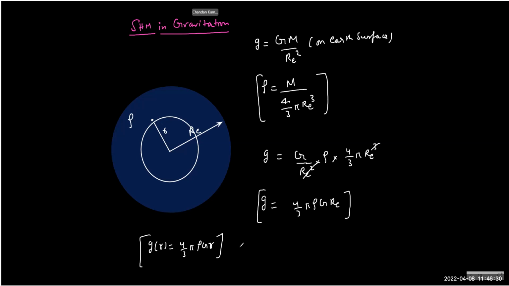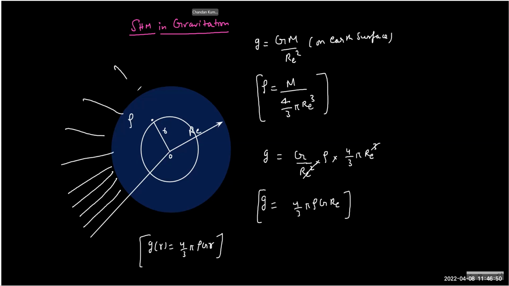So this is the answer from the center of Earth. We do not apply this formula away from the Earth. So if I go here, I cannot apply the formula. The reason is this part is having no mass, right? And so the answer will be different.